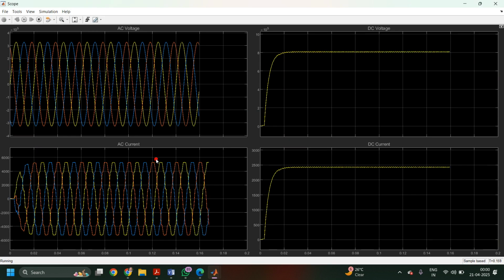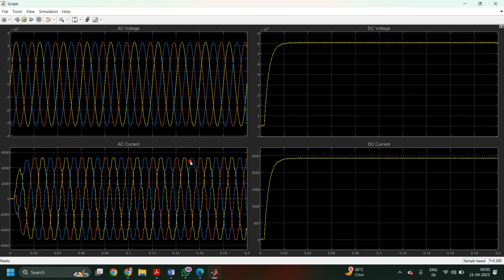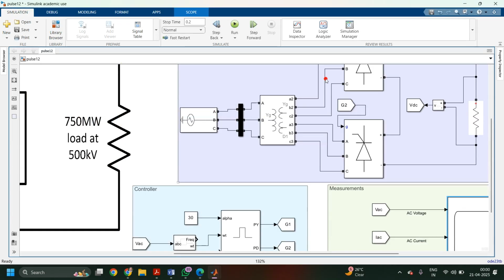Now with the 30 degree, you can observe that the waveform of the current is distorted, so your THD is obviously going to change, and your DC voltage is also reduced to 800 kilovolt.